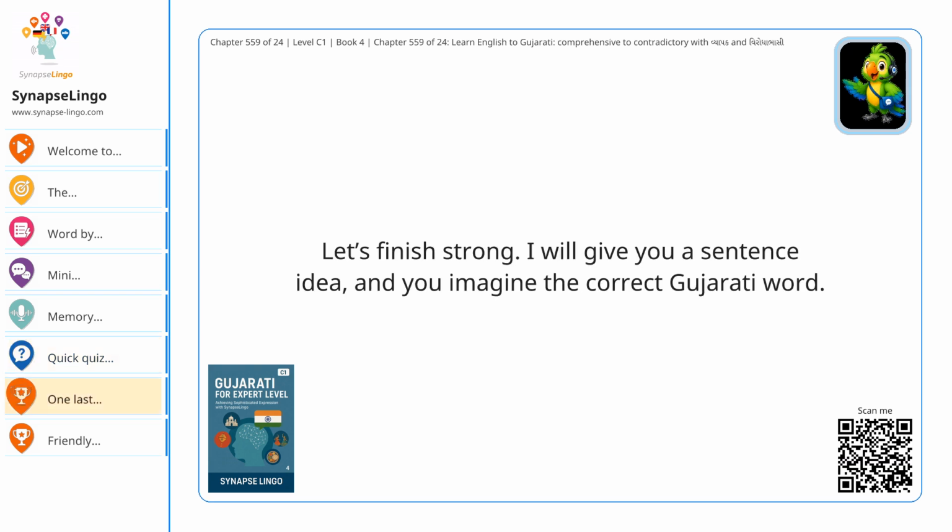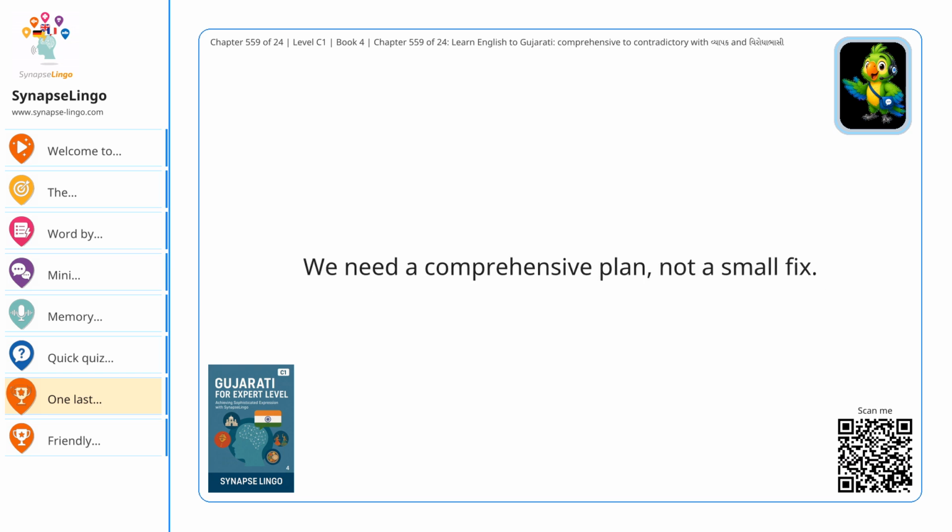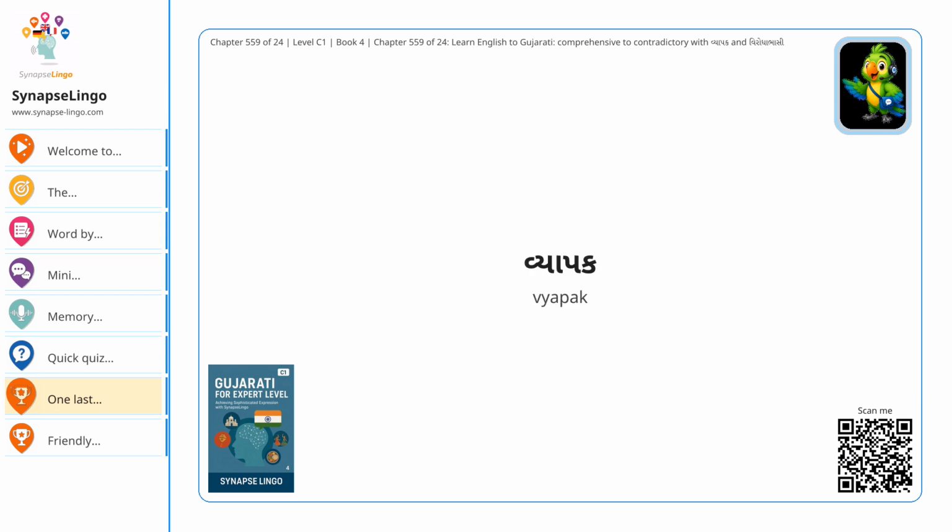I will give you a sentence idea, and you imagine the correct Gujarati word. We need a comprehensive plan, not a small fix. The key word is વ્યાપક. Please send a detailed report. The key word is વિગતવાર. A clear conscience brings peace. The key word is કોન્ઝીસ. We need a precise measurement. The key word is ચોક્કસ.